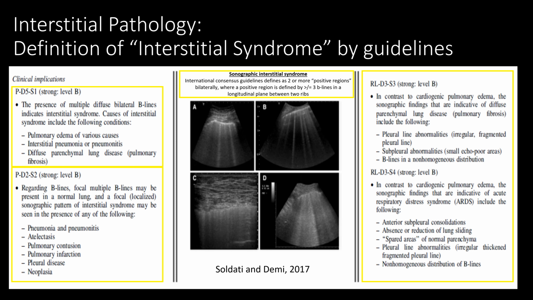The other possibility is ARDS. In ARDS, again, we do see an irregular pleura. The B lines are non-homogeneous, and sometimes there are spared areas of normal parenchyma that we typically see. And also there may be some reduced lung sliding present.